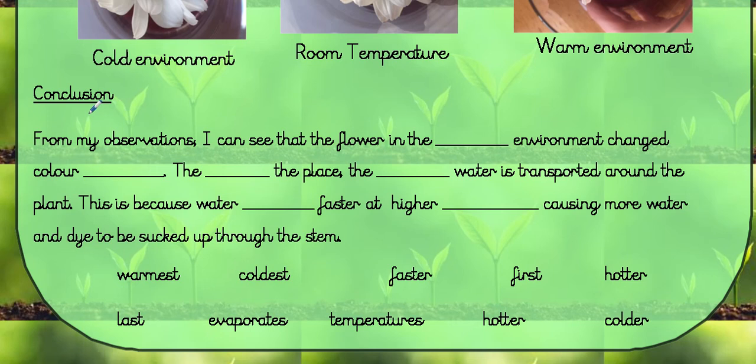So, conclusion. From my observations, I can see that the flower in the something environment changed colour something. The something, the place, the something, water is transported around the plant. This is because water, something, faster at higher something, causing more water and dye to be sucked up through the stem. So here are your options.